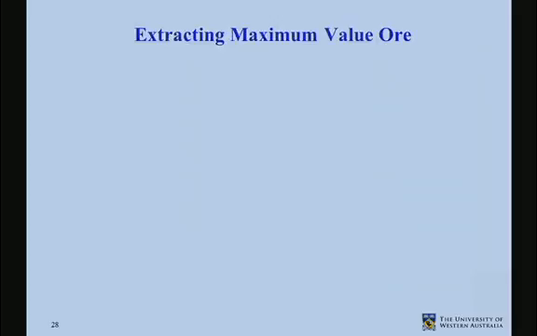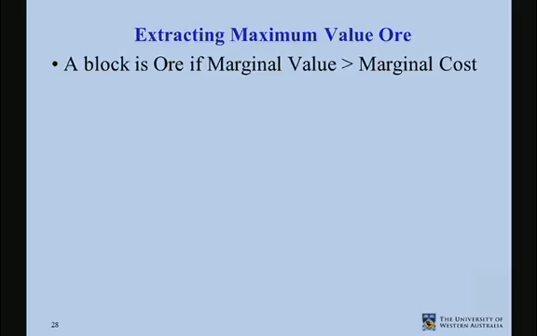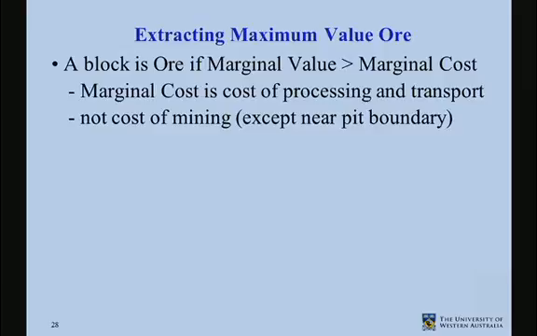One problem with this is we've been talking about maximizing the tonnage at a target grade. Now, a block is ore if its marginal value is greater than its marginal cost, where the marginal cost is the cost of processing and transport, not the cost of mining. Because even if it's waste, you've still got to mine it. So it's the extra cost of, if you're calling it ore, you've got to perhaps put it through some sort of process, and then you have to transport it to the ship.